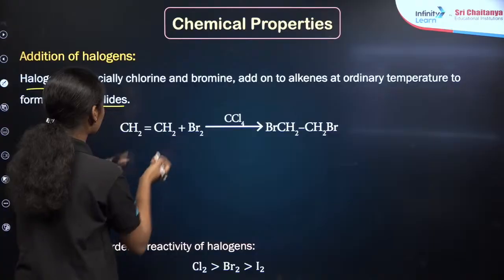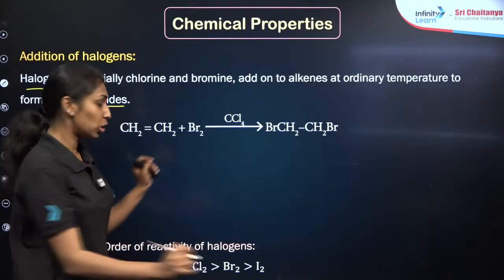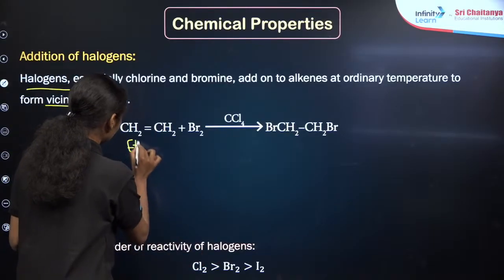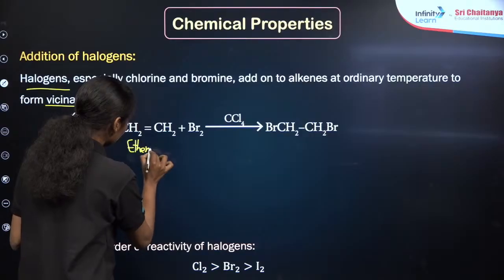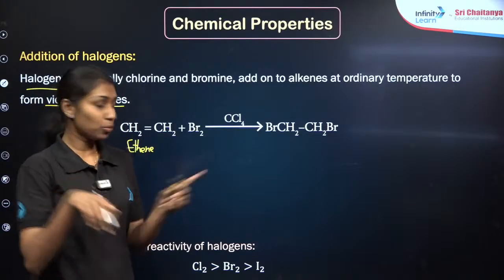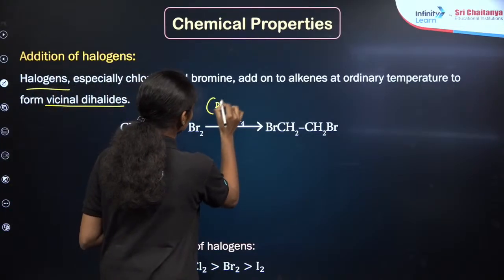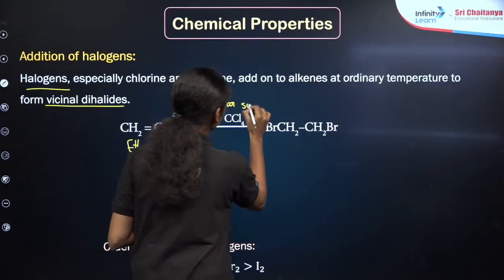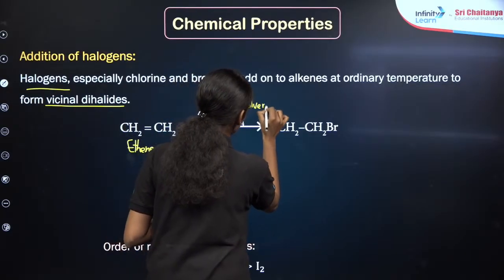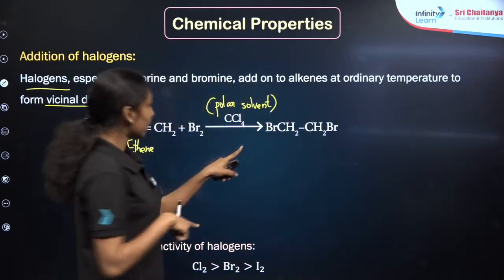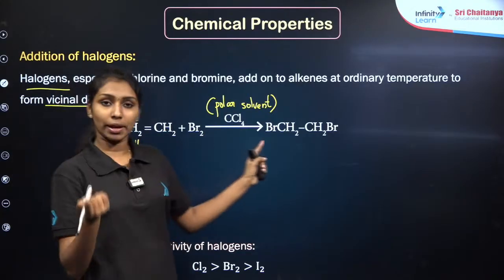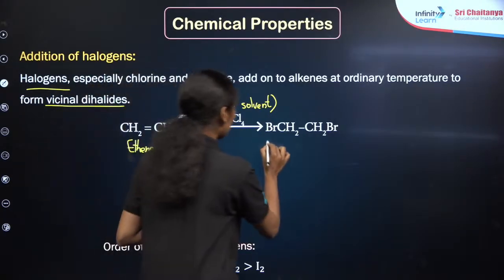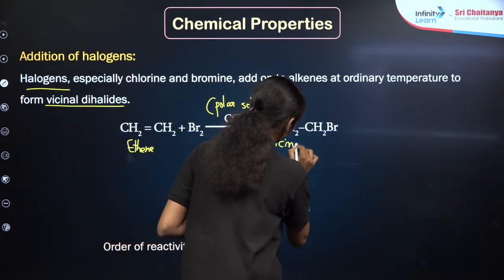Here I am taking CH2 double bond CH2, our ethene molecule. I am adding bromine in the presence of CCl4, the solvent. What I get is the dibromide, a vicinal dibromide.